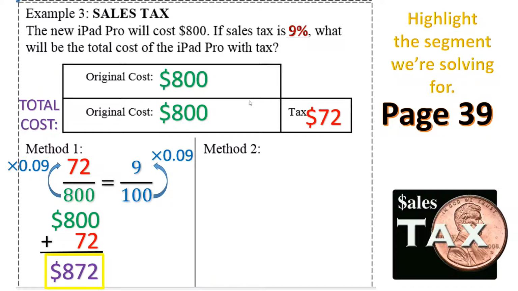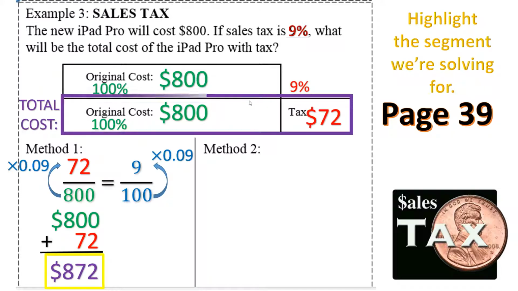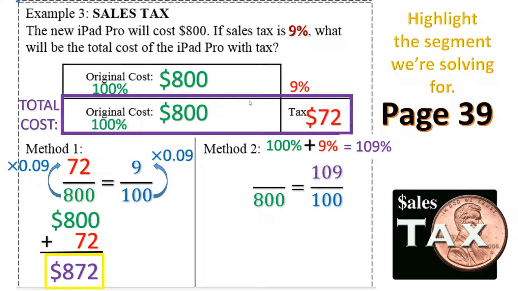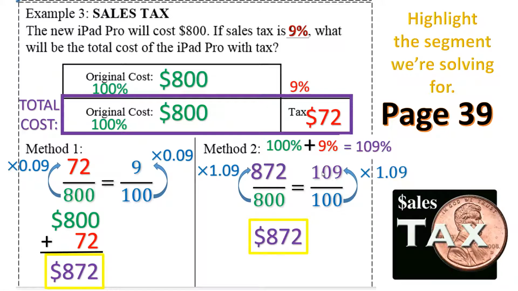Now, method 2 is using the final percent of the total with tax. What that means is the original cost is 100%, and then we're adding an additional 9%. So 100 plus 9% is going to give us 109%. So in our original setup, we're going to say we're going to find 109% of 800, and the answer will be 872 in one step.